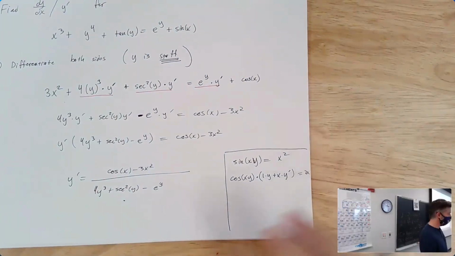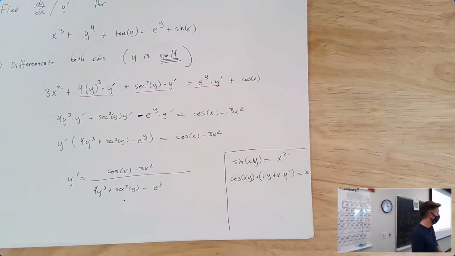And then there's more work to do, but I don't want to take more of your time. So we'll finish this one on Wednesday. But the big takeaway for implicit differentiation is y is stuff. And when you differentiate something with a y in it, you have to multiply by the derivative of y at the end because it's really a function of x.